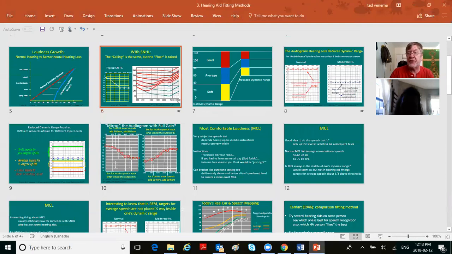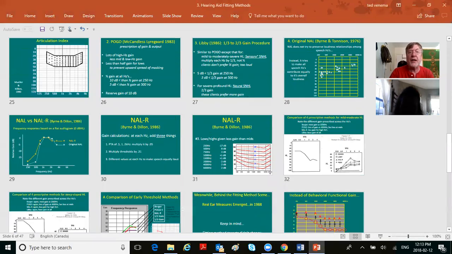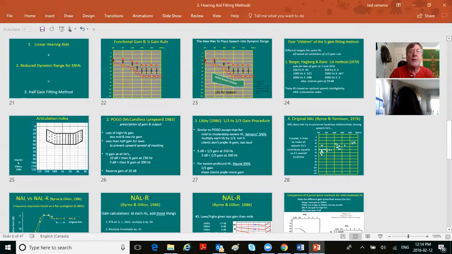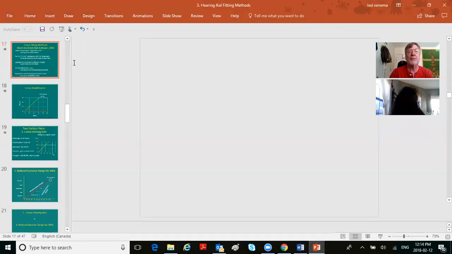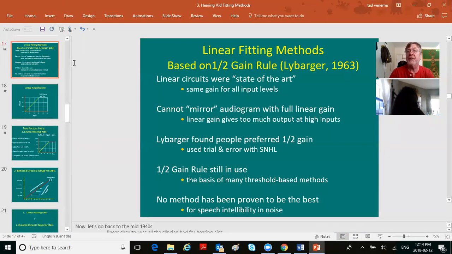We'll go to the picture here. Scroll down. We went down a little bit too far. Go back up. Here you go. Linear fitting methods. Next week as well, we're going to be talking about these early fitting methods. The week after, we're going to be talking more about today's fitting methods. But today, we're going to be talking about early fitting methods.